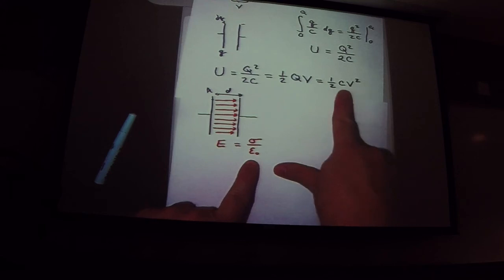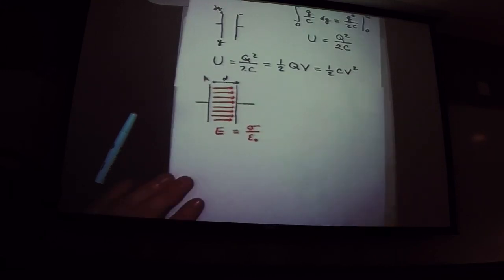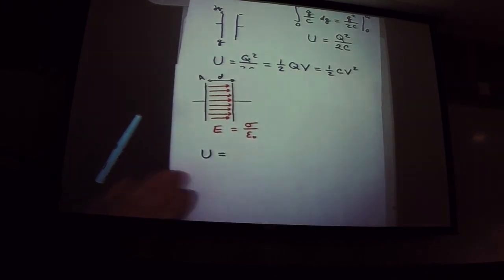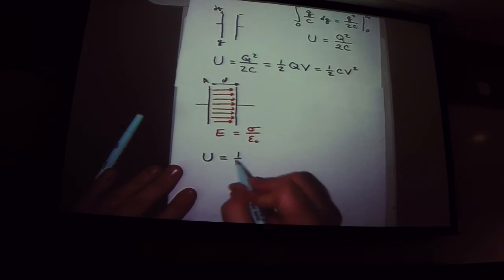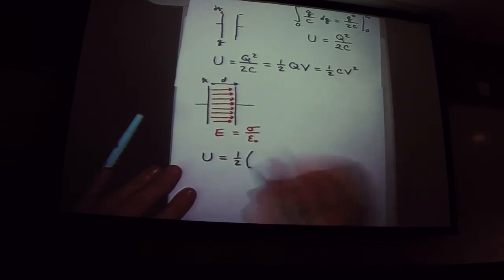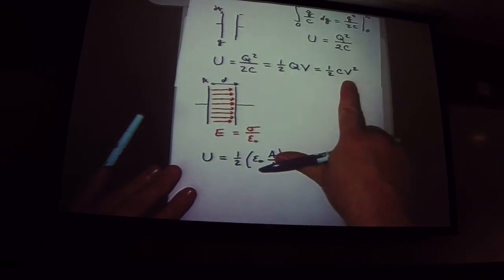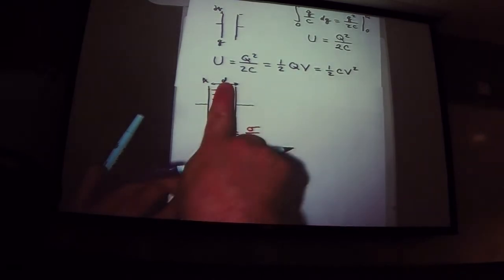My capacitance I can put in terms of that geometry stuff. So that's what we're going to do. So the energy in the capacitor looks like this. Okay, so we got a half. Capacitance, epsilon naught A over D. Voltage here is electric field multiplied by the distance.